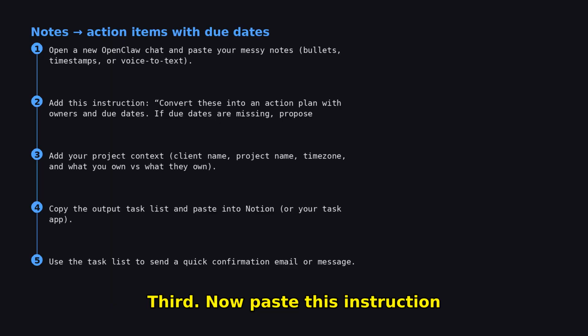Third, now paste this instruction after your notes. Convert these into an action plan with owners and due dates. If due dates are missing, propose reasonable ones and label them as suggested. Output as a table with columns. Task: owner, me/client. Due date: status, not started. Also include a risks/dependencies section. Fourth, add 1 extra line of context. Assume today is April 4th, 2026, and I'm an EST. Send it. You'll get something like a task list with due dates and dependencies.